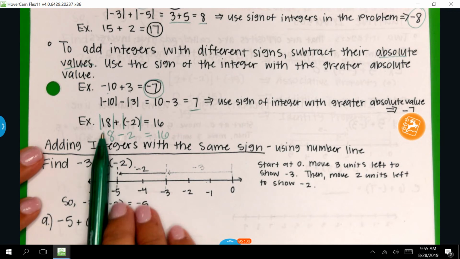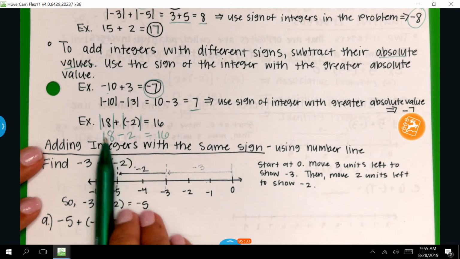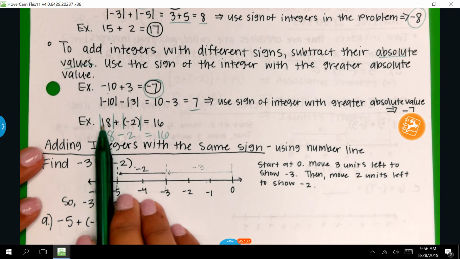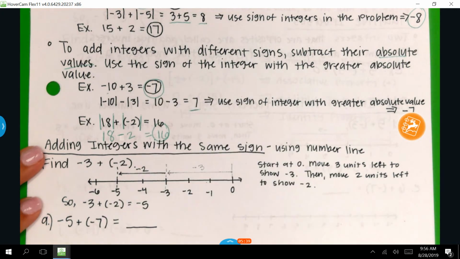And then when you look at the larger absolute value, in this case that was 18. 18 was positive. So that's why my answer stays positive. Wait, so the biggest number, just not from like what sign it is. Yeah. Okay.